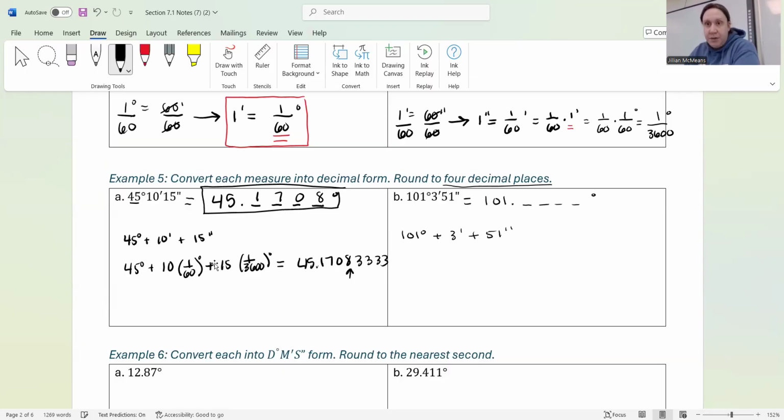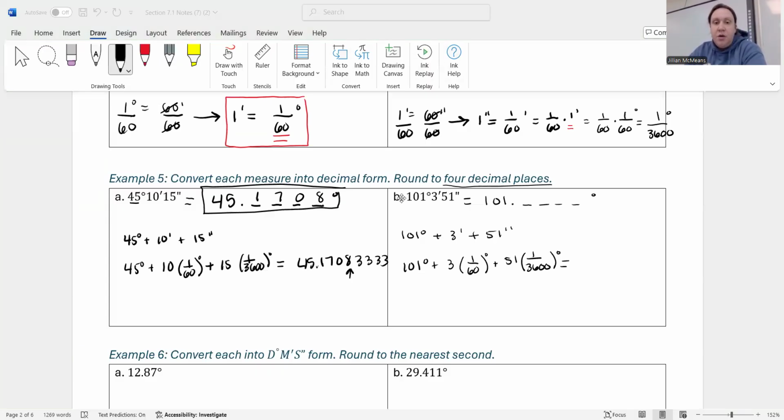So let's convert 3 minutes to degrees and 51 seconds to degrees. So that's going to be 101 plus 3 minutes, and for each minute, we get 1/60th of a degree. And then 51 seconds, for each second, we get 1/3600th of a degree. Type all that into your calculator. It does the hard part for you. So write that down, and then we're going to scoot over to the calculator.